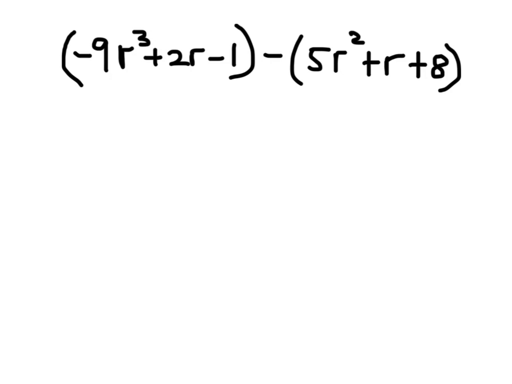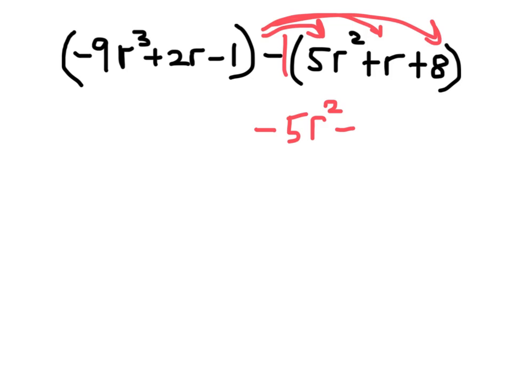This problem's a little different because of this minus. If I put a 1 here, I have to distribute the negative to all the terms in the parentheses. So then I'd have minus 5r squared minus r minus 8. Distributing the negative switches all of those signs. But this other one has a positive 1 here, so that parentheses does not matter. I can write down negative 9r to the third plus 2r minus 1.